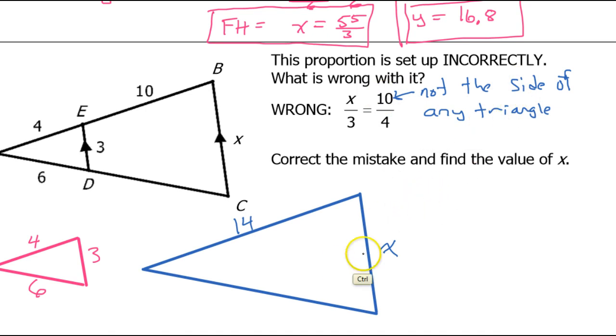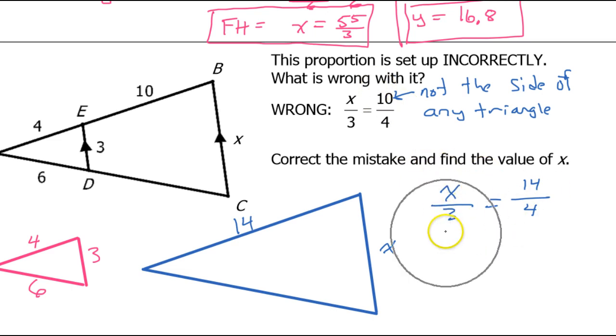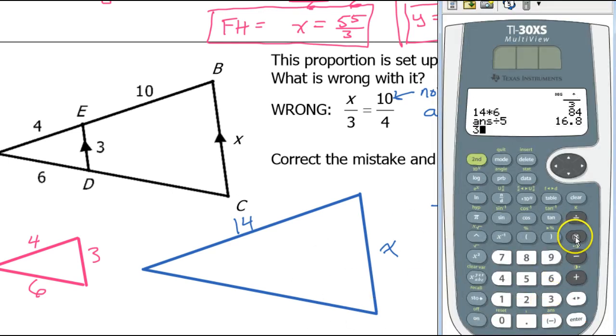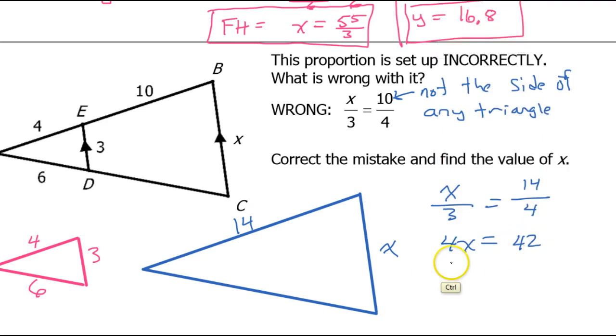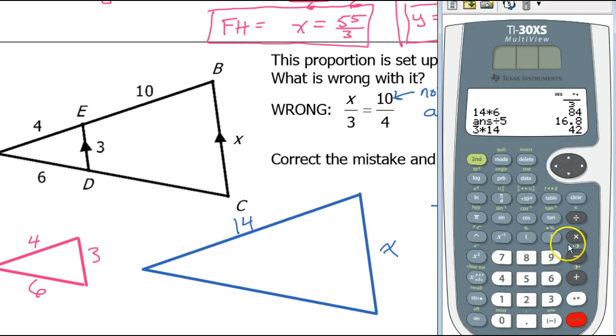So as far as correcting it, if I want to find x, I will do x over 3, all right? So I'm doing like blue over red. So I need to do blue over red again as I do 14 over 4, all right? So it should be 14 and not 10. And then you cross multiply. So along this diagonal, I get 4x. And the other diagonal, I have 3 times 14, which is 42. And then I have to divide by 4. So that's 10.5.